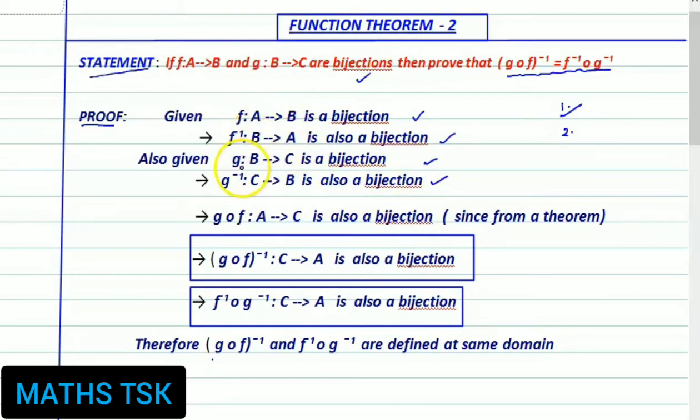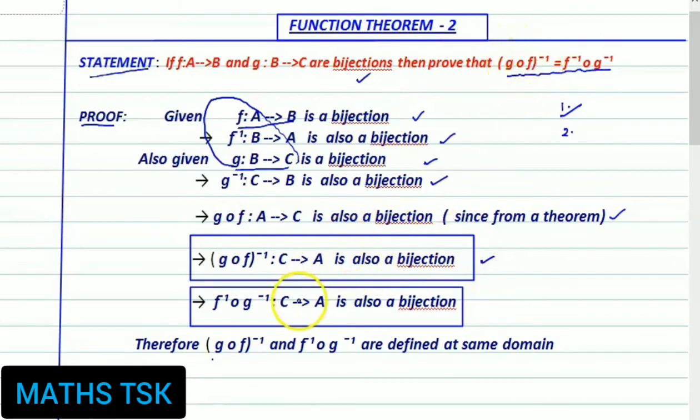Now, since g maps B to C is a bijection, and f maps A to B is a bijection, g circle f maps A to C is also a bijection. According to the first theorem, we already proved this. So, since g circle f maps A to C is a bijection, g circle f whole inverse is also a bijection. Its inverse is also a bijection.